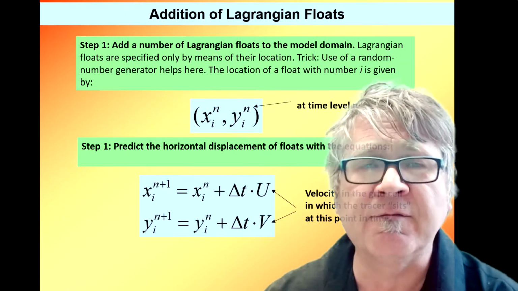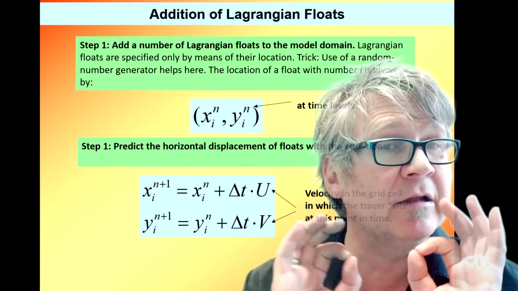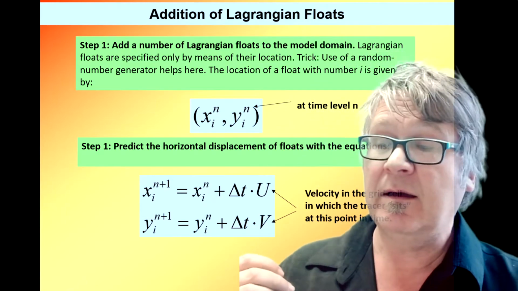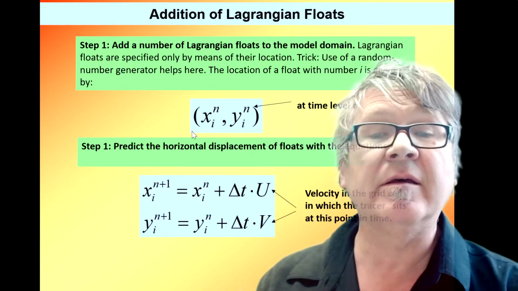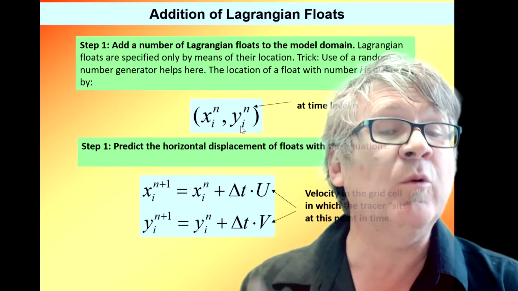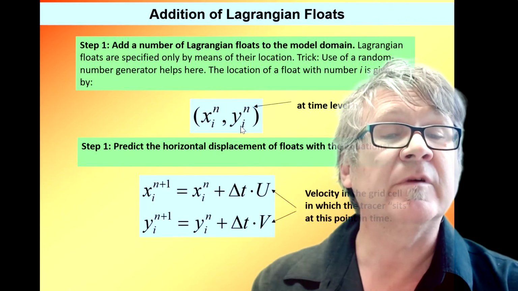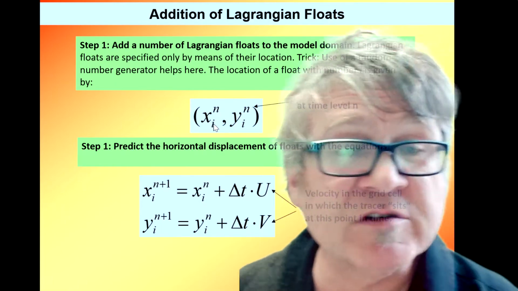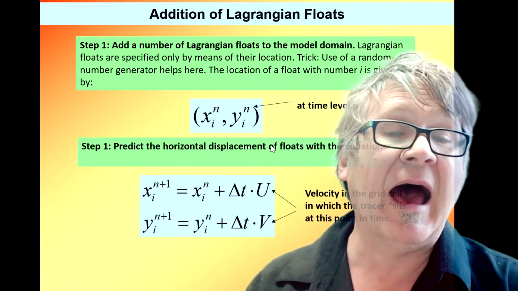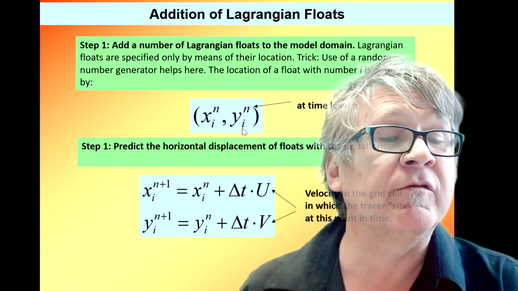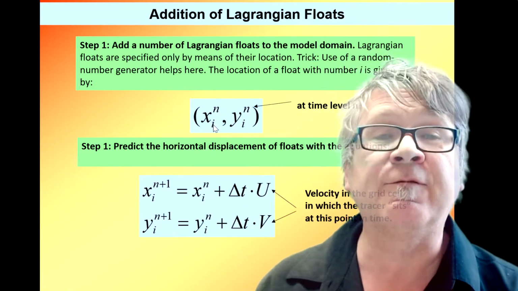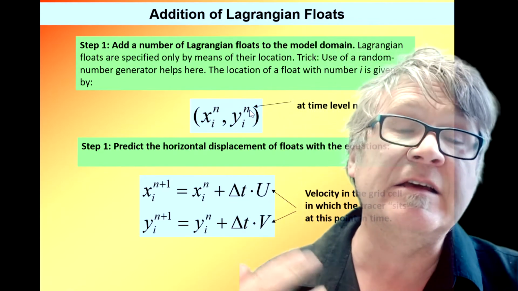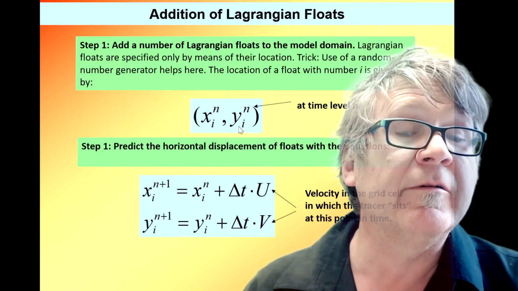The properties that the float has are actually a location, the starting point. Like in this example, you have an x location and a y location, and you have a float number. You might, for example, use 1,000 floats, and this i here refers to the number of your floats. So if you want to focus on float number 33, you just use 33. And the n again gives you the time level.